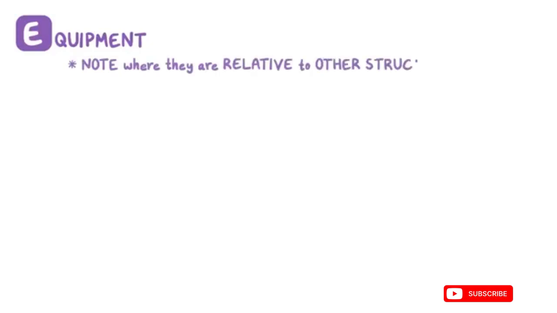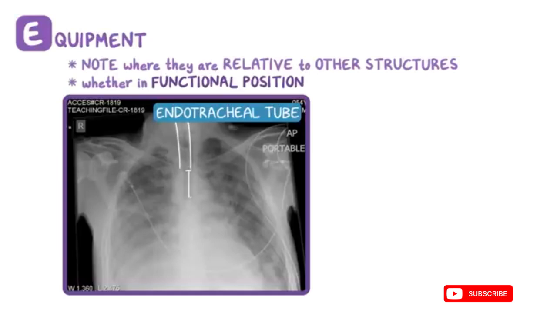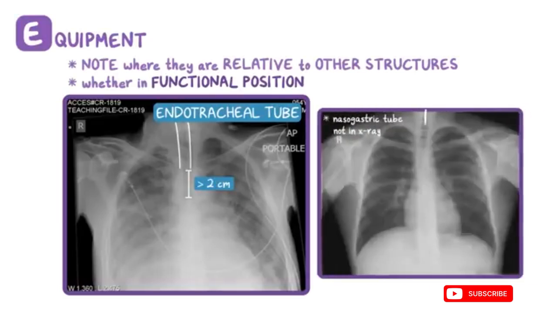E is for equipment, such as lines, tubes, and wires involved in life support. It's important to note exactly where they're located relative to other structures and whether they're in functional position. For example, an endotracheal tube should be in the middle of the trachea, and its tip should be more than 2 centimeters from the tracheal bifurcation, or a nasogastric tube should have its tip well within the stomach.